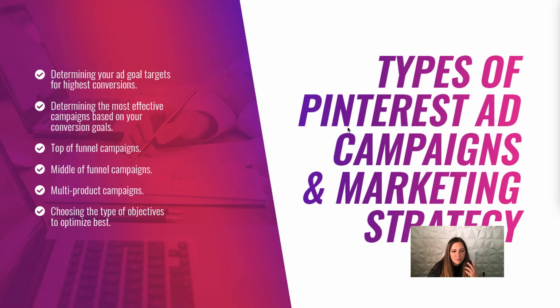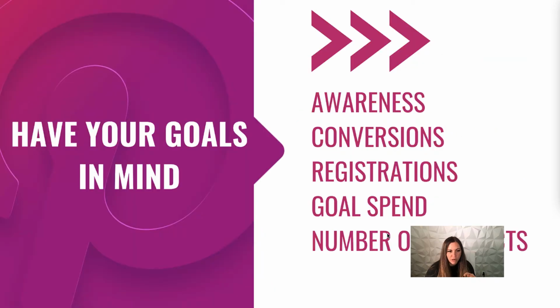All right, so the types of campaigns and marketing strategies. It's really important to determine your goal targets for highest conversions. So we'll talk more about the different options for leads and optimizing for deeper funnel objectives, and then also determining the most effective campaigns based on your goals. There's a lot of different types of campaigns, so I want to teach you about what is available to you on Pinterest. Then we're going to talk through top of funnel, middle of funnel, and bottom of funnel campaigns, and then multi-product campaigns, what's the best option for that, and choosing the best options to optimize for in your objectives.